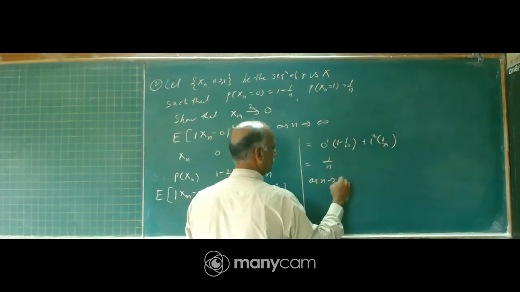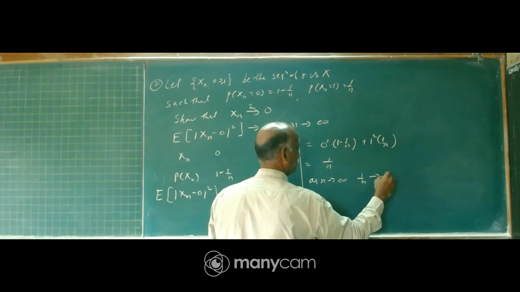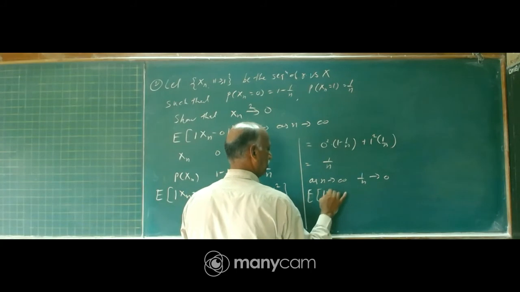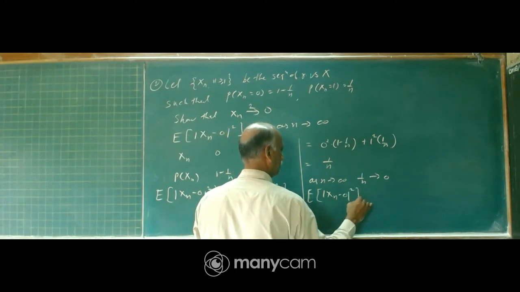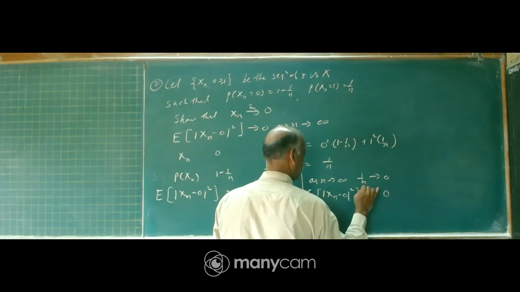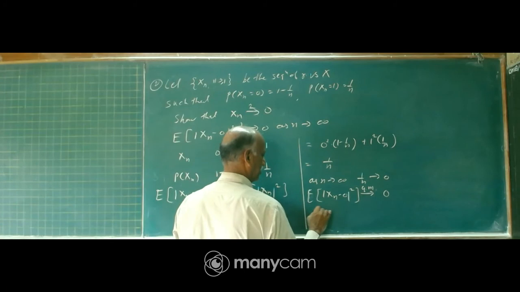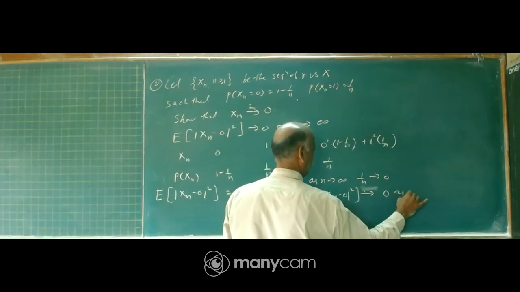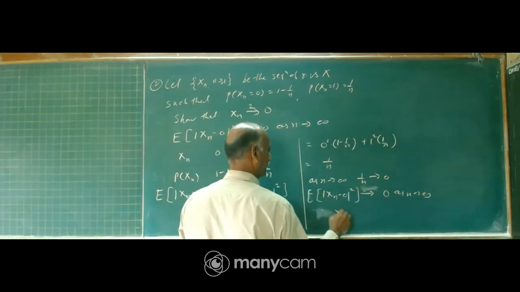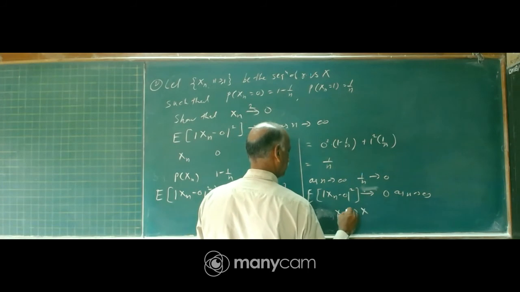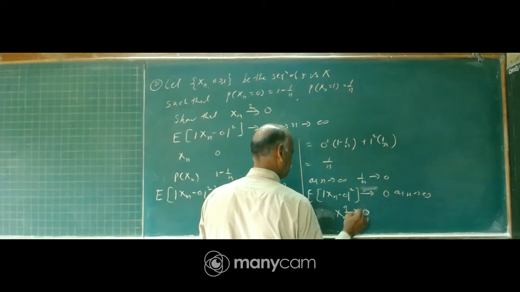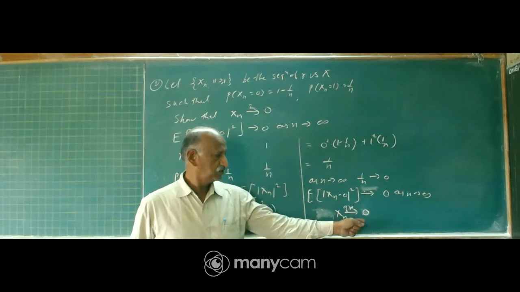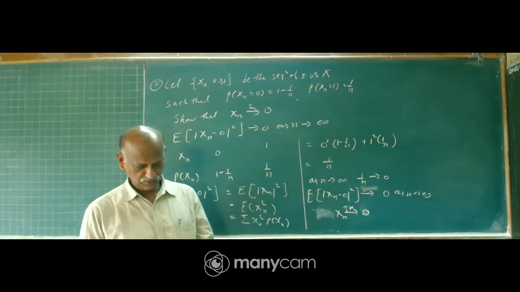As n tends to infinity, 1 by n tends to 0. Hence the expected value of modulus of Xn minus 0 raised to 2 tends to 0, that is, Xn converges to 0 in quadratic mean. So by changing the probabilities, Xn converges to 0 in quadratic mean.